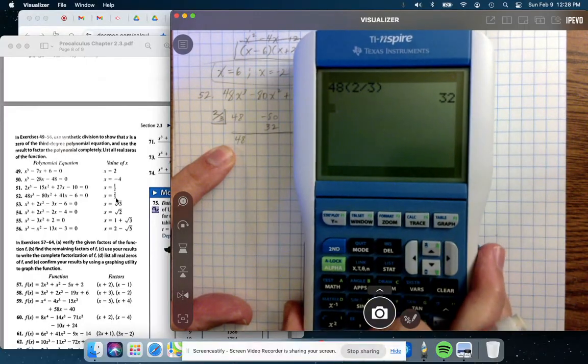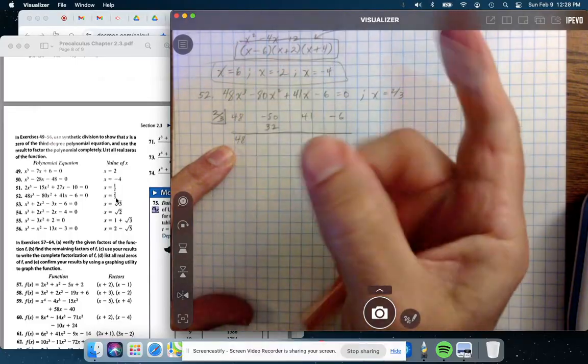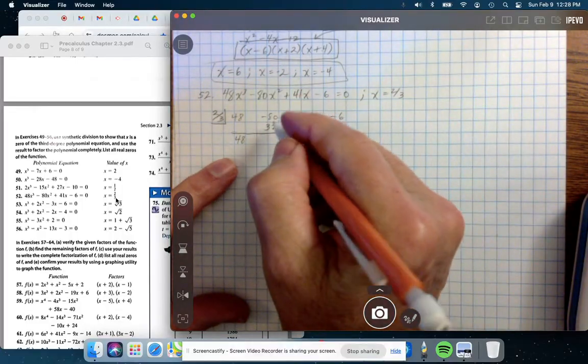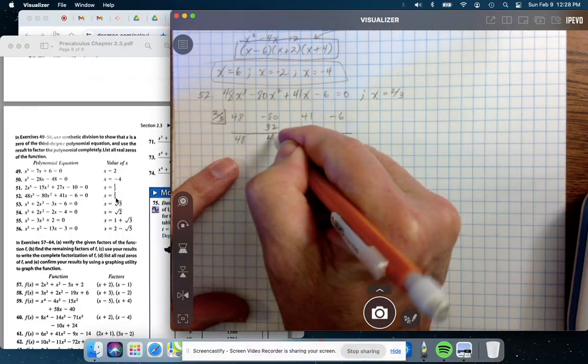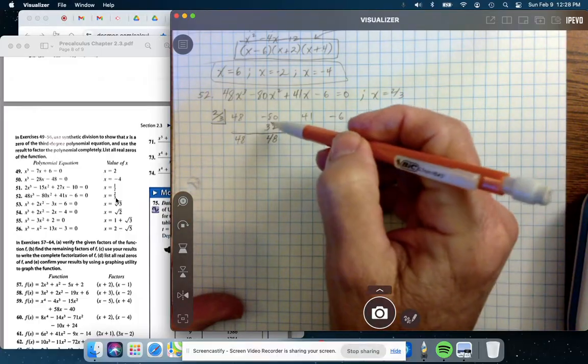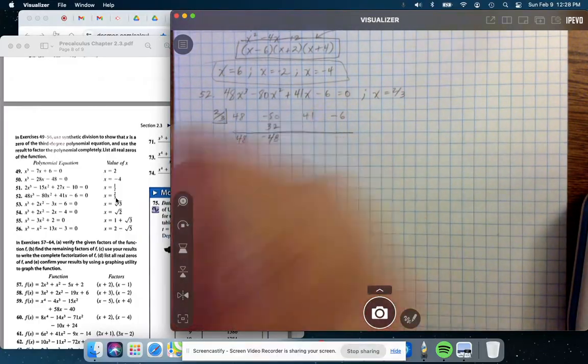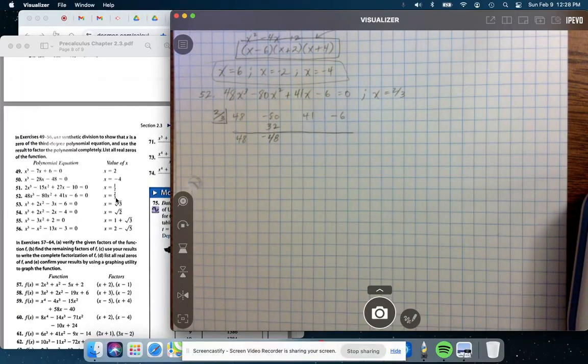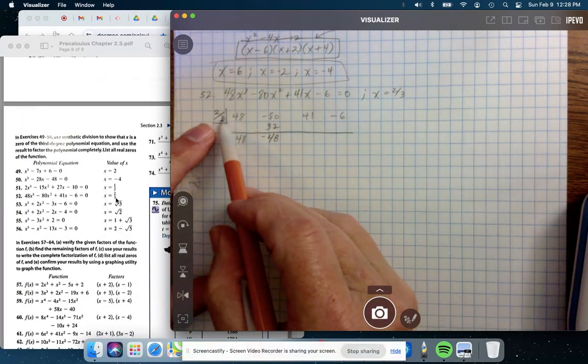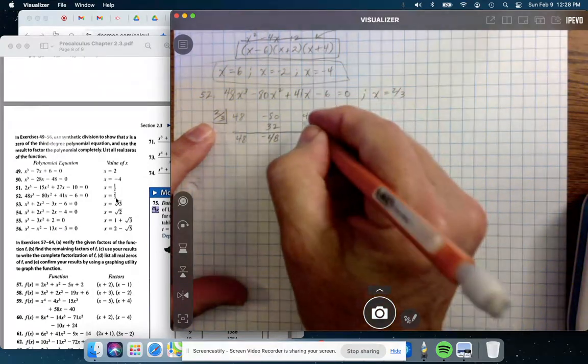All right. So I'm going to add these. That's going to be 48, I believe, right? Because 30 away from would be negative. It would be 50, so 2 more would be 48. So when I multiply this to this, I'm going to get negative 32 this time.